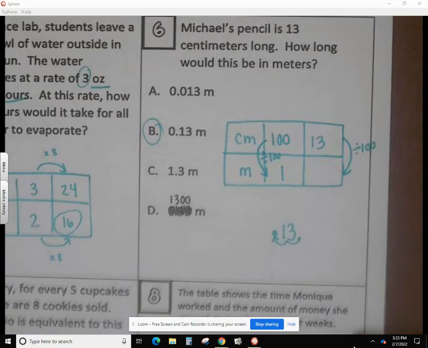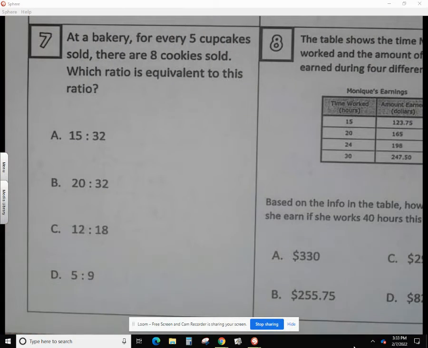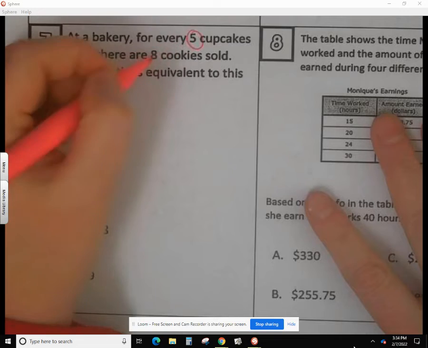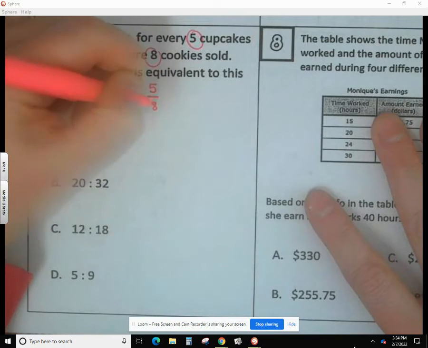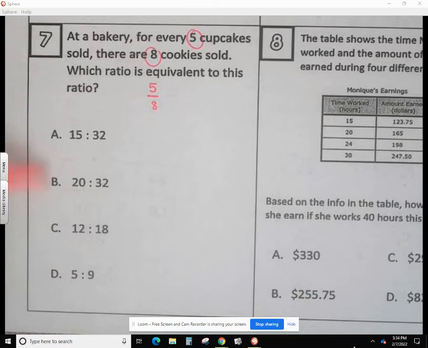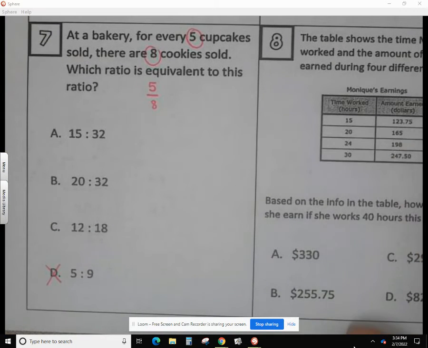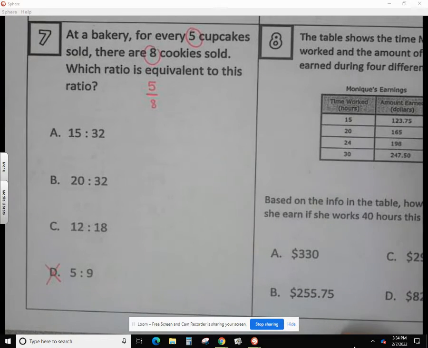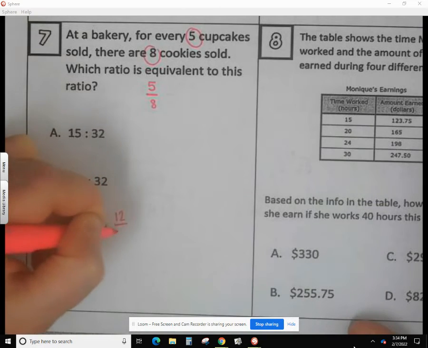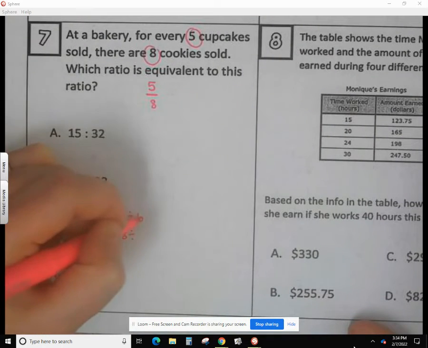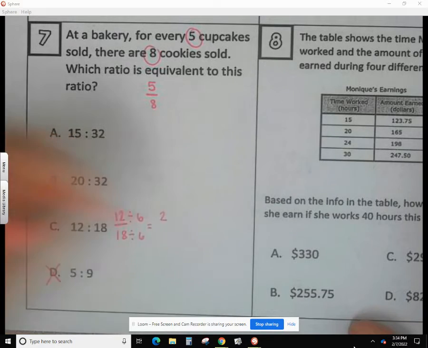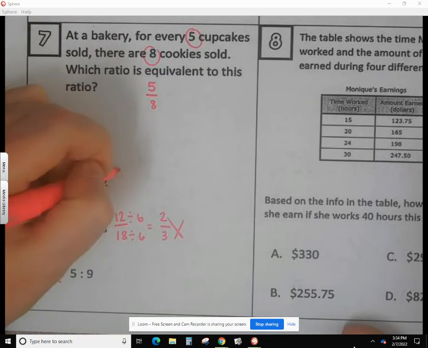2 more problems. Number 7, it's about a ratio, and the ratio that they give us in the problem is 5 to 8. So that means that one of these has to be equivalent to 5 to 8. I know 5 to 9 is not going to be equivalent to 5 to 8 because I can't simplify 5 to 9. So let me try 12 to 18. Let me see what I can simplify by. 6 can go into 12 and 18. So it goes into 12 2 times, and it goes into 18 3 times. That's not the same as 5 to 8, so I know C is not my answer.